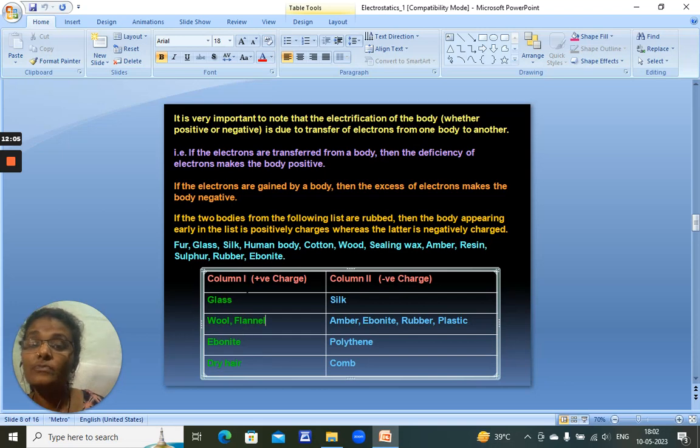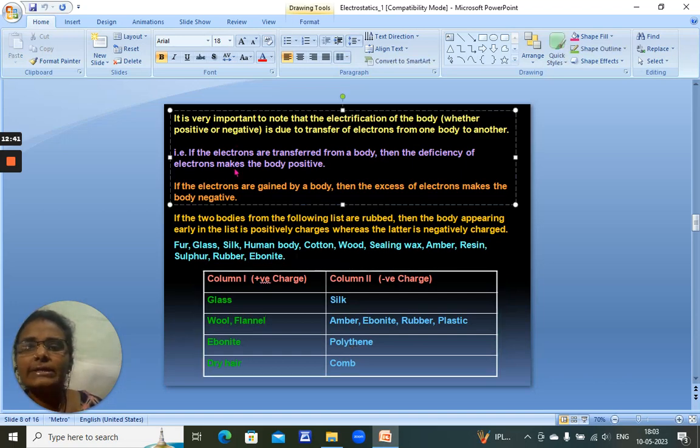So these are the examples of positive charge. Dry hair becomes deficient of electrons, because the electrons are loosely bound, so it loses them. And in column 2 you can see the comb, it gets negatively charged, it takes the electrons. Apart from it, silk, amber, ebonite, rubber, plastic, polythene, these are all examples of substances which always accept electrons, they have the power of accepting the electrons lost from other objects.